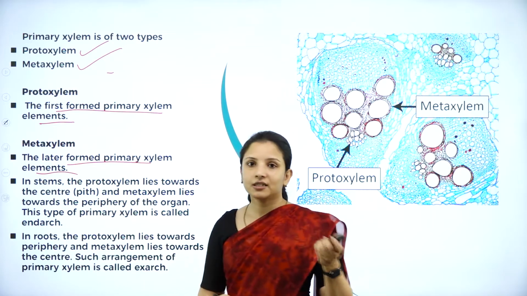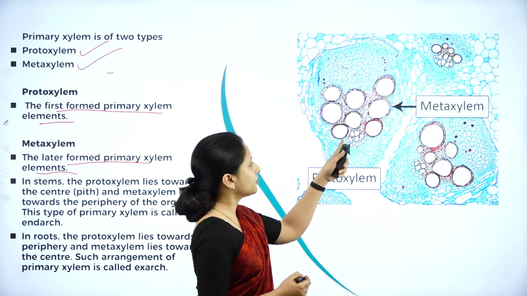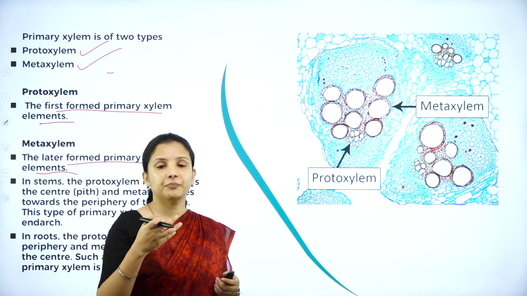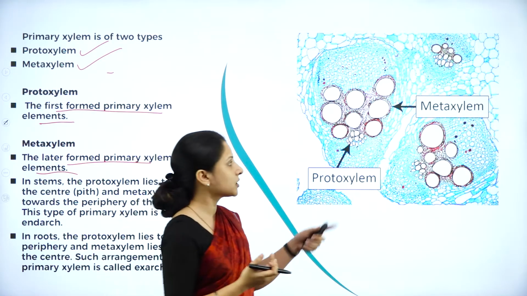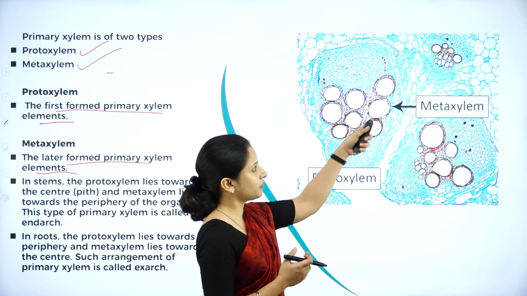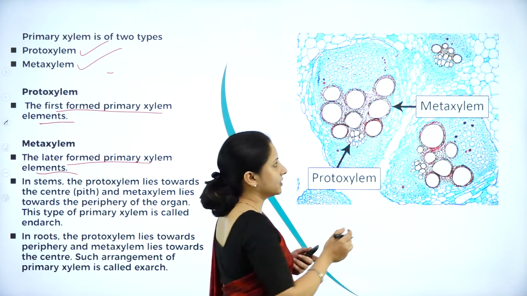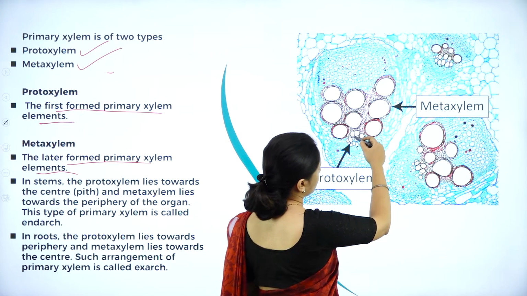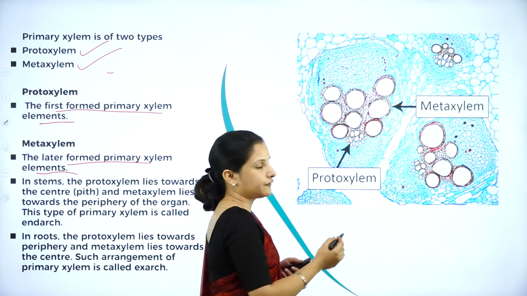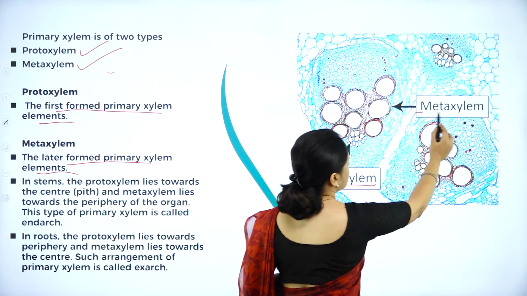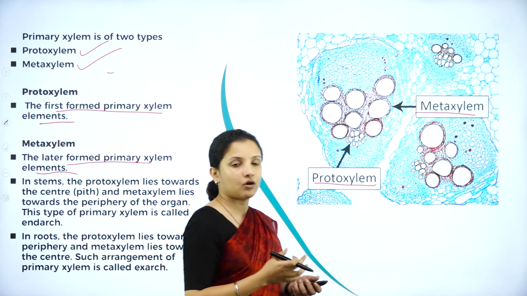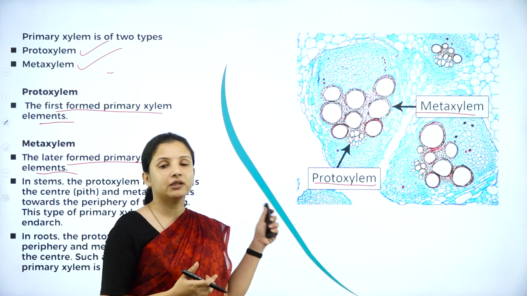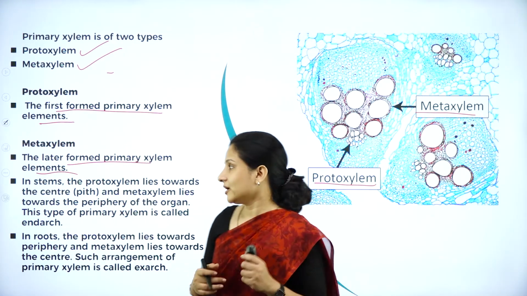So you can see here very clearly the protoxylem will be small. Why? Because they are still in a developing stage, because they are the first formed. These protoxylem later on mature to form the metaxylem. So the protoxylem are first formed, and after that the metaxylem gets formed. So the size of the xylem and also the position of the xylem determines whether it is a protoxylem or a metaxylem.